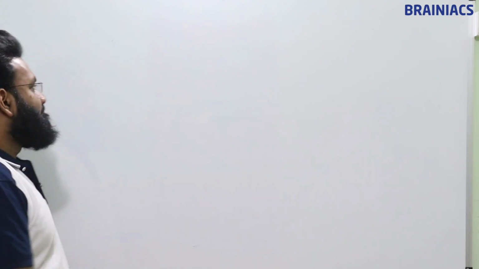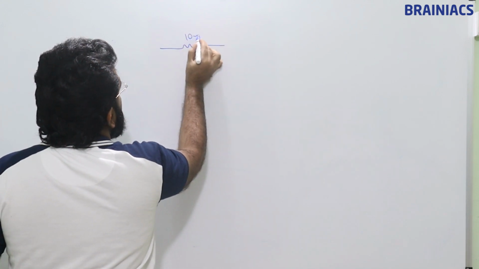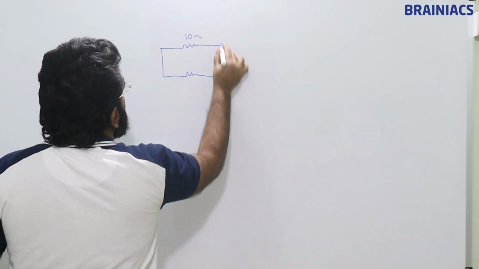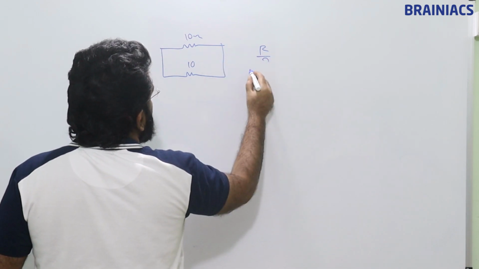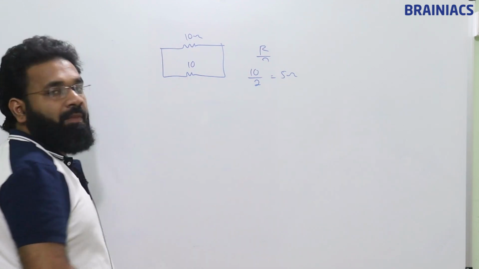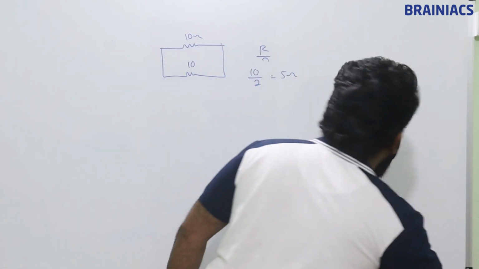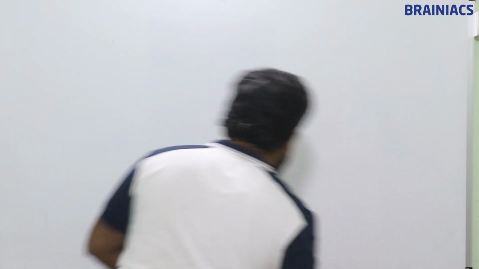We will do a problem. Suppose this is 10 ohm and another is also 10 ohm, then R by N, here N is 2, so 10 by 2 we get 5 ohm. Likewise we can find the answer easily. Okay, we'll do some problems now.